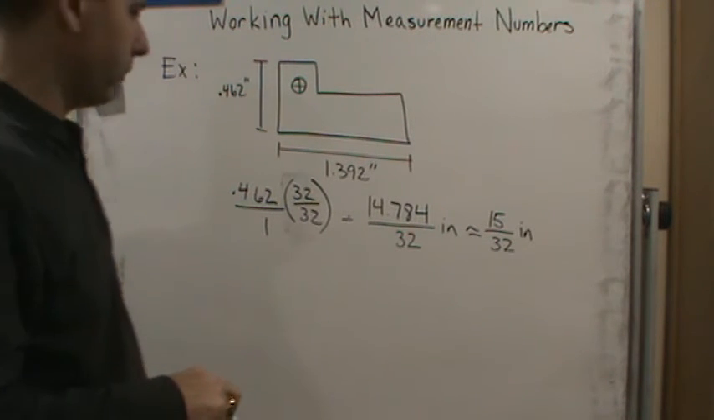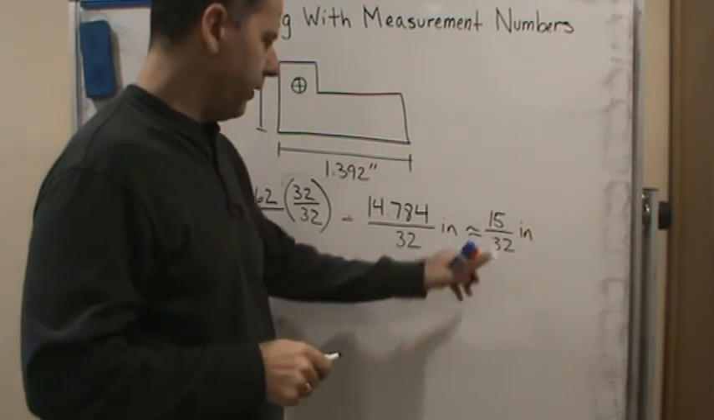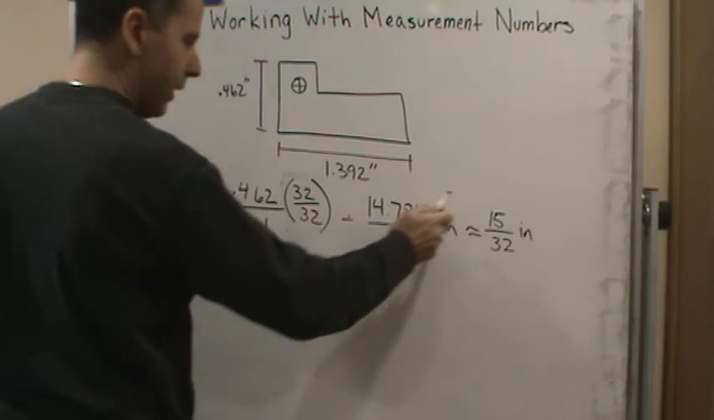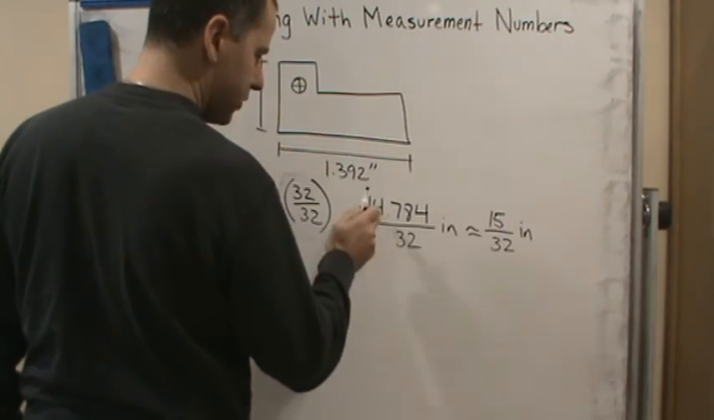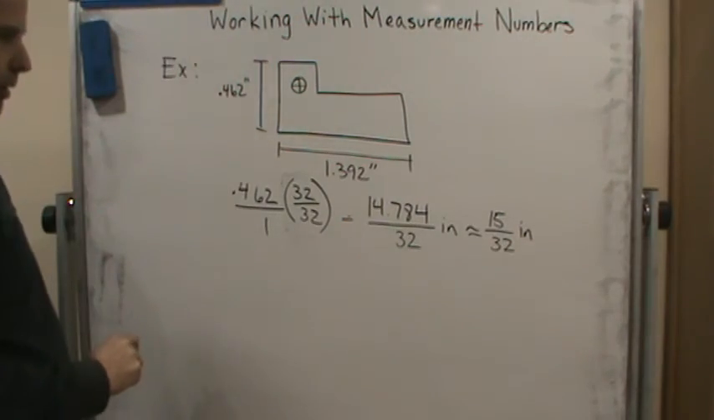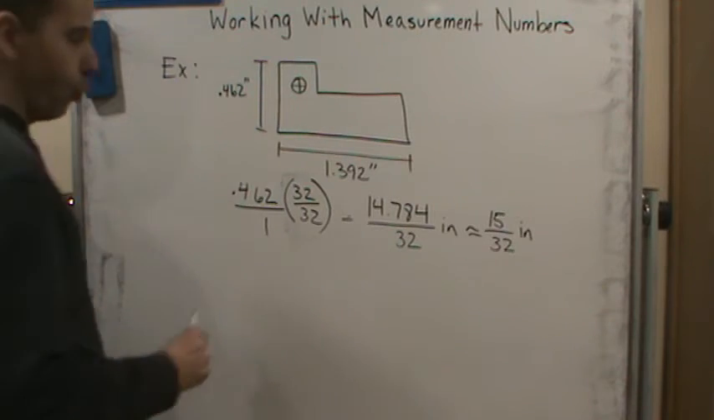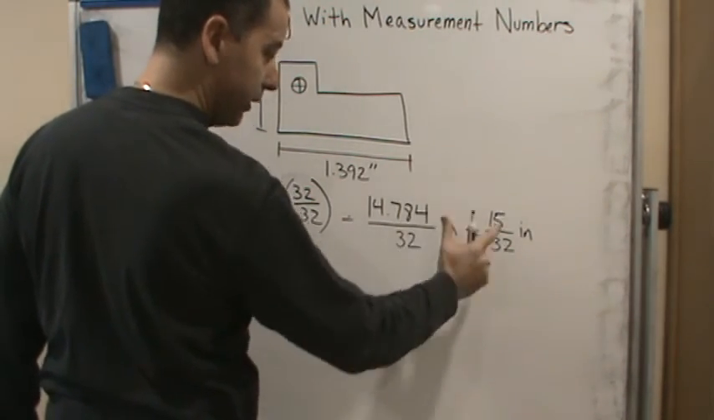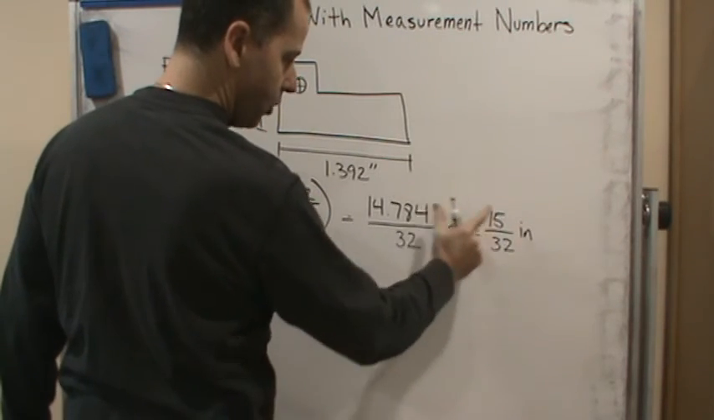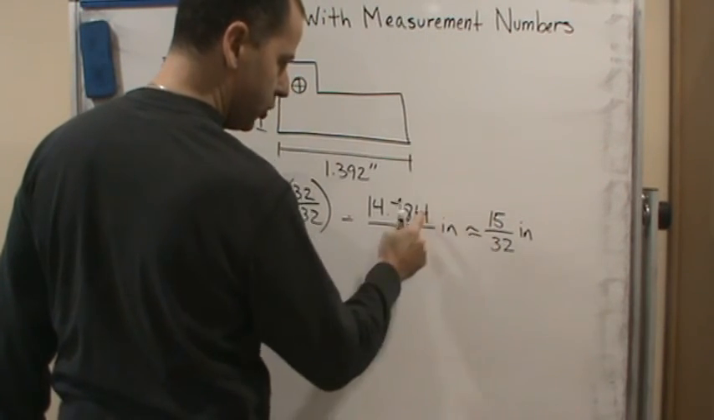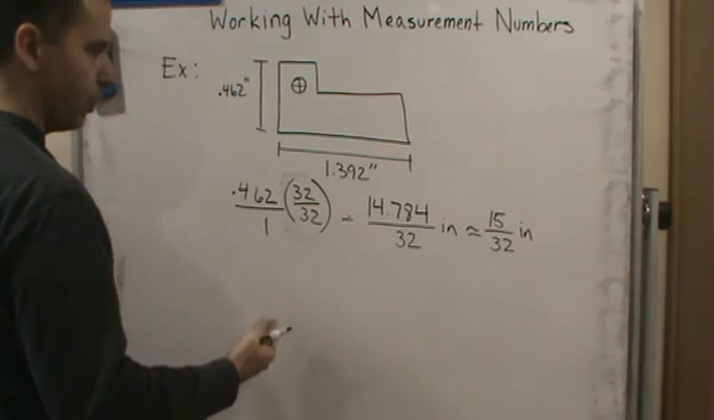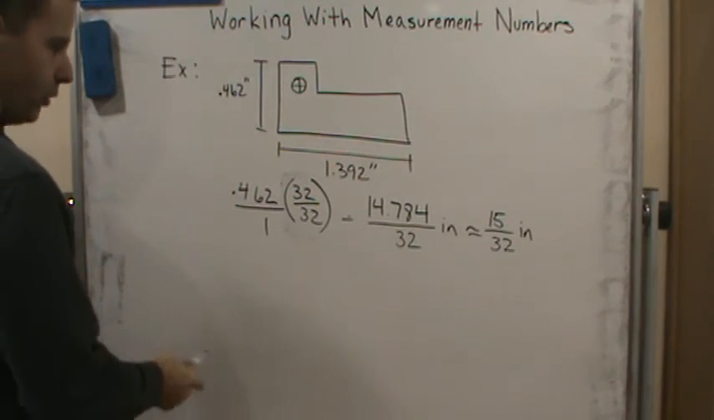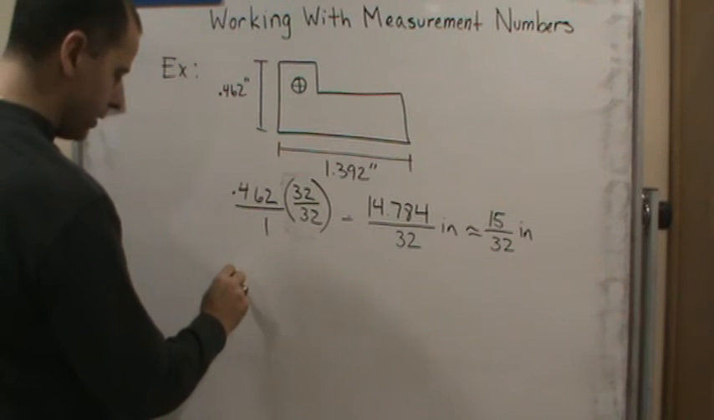Or actually, 15 minus this is what I'm going to do. I'm going to take the 15 and subtract the 14.784. Why? Because I want to find the difference between these two. That's the error. That's what we call absolute error, right? So I want the actual difference between the two measurements, and then I'm going to divide that by 32.